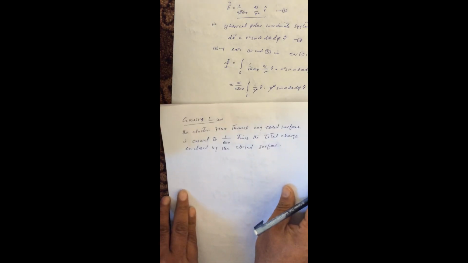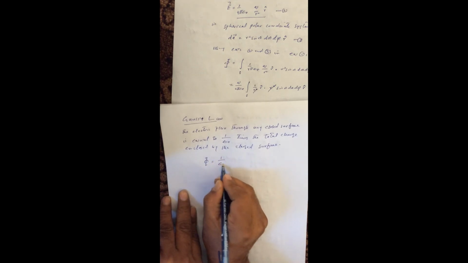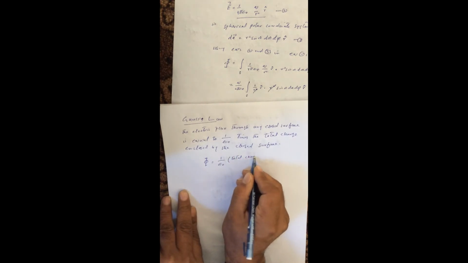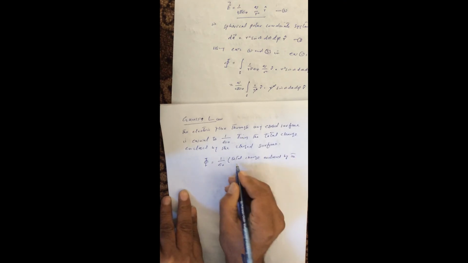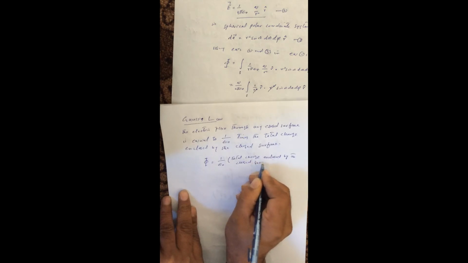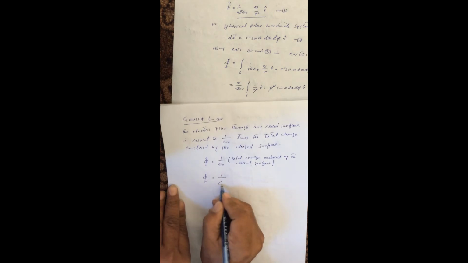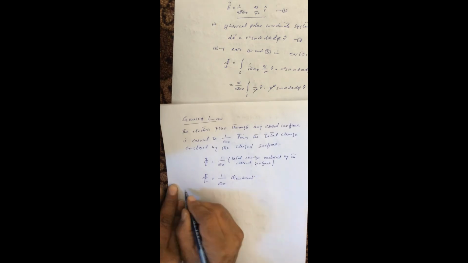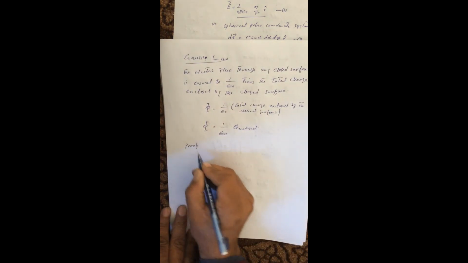Mathematically we can write it as: the flux through any closed surface is 1 over epsilon naught times the total charge enclosed by the closed surface. Or we can write it as phi is equal to 1 over epsilon naught times the total charge enclosed. This is the mathematical statement of Gauss's law. Now we will prove this law.